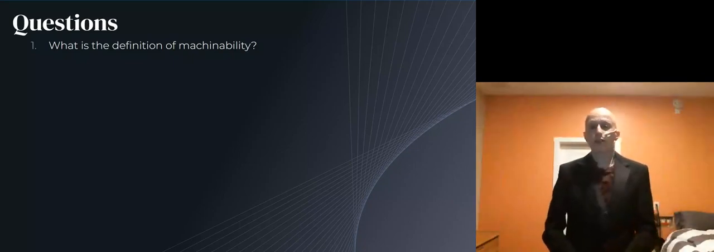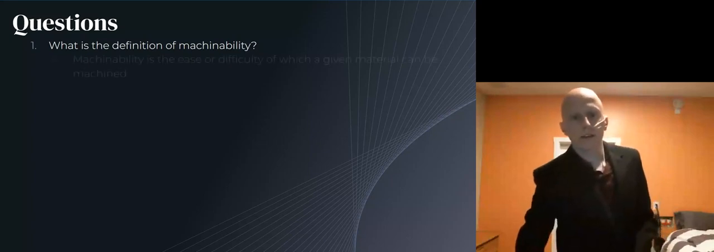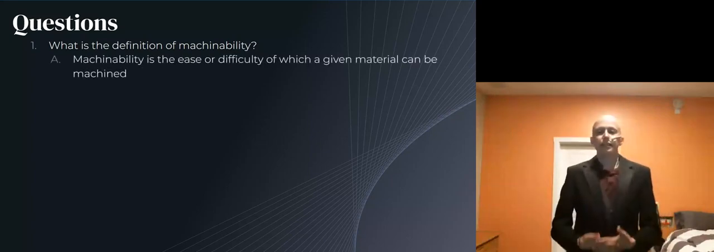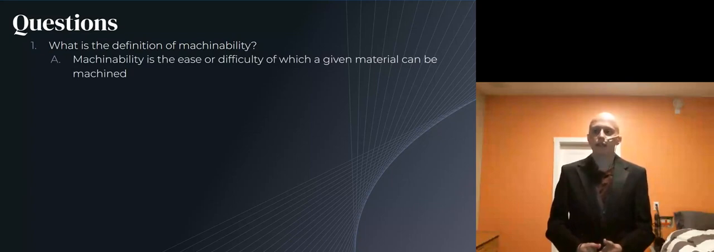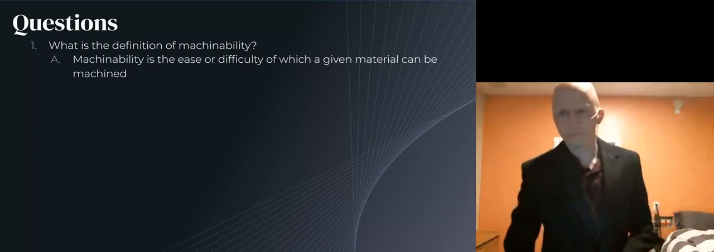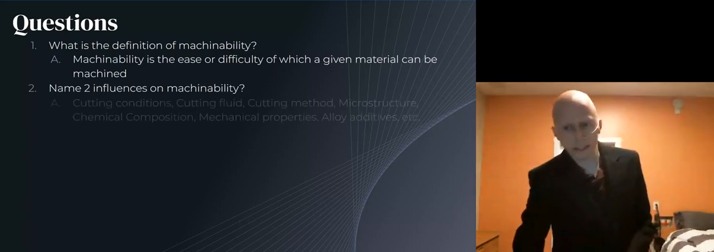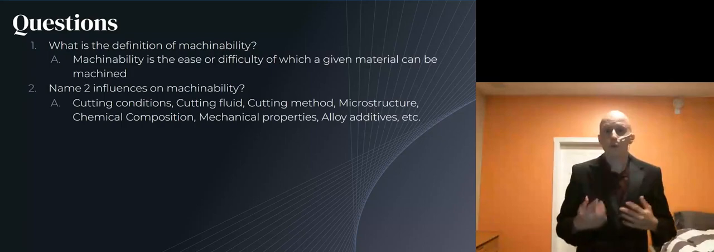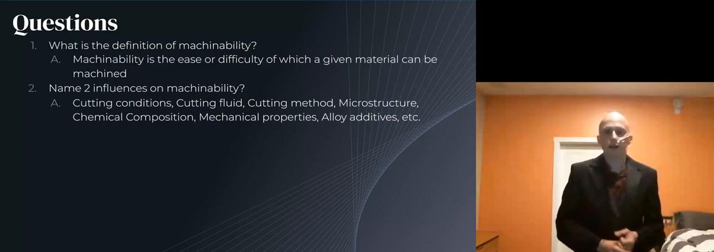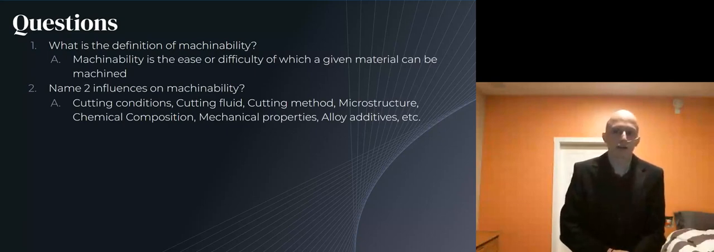So the first question is, what is the definition of machinability? Machinability is the ease or difficulty of which a given material can be machined. For two influences on machinability, some of the ones I've listed in this presentation are cutting conditions, cutting fluid, cutting method, microstructure, chemical composition, mechanical properties, alloy additives, etc.